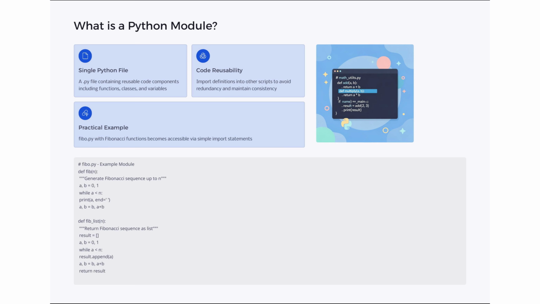A Python module is a single .py file containing reusable code components like functions, classes, and variables. It promotes code reusability by allowing imports into other scripts, reducing redundancy. For instance, fibo.py provides Fibonacci functions accessible through simple import statements, enhancing efficiency and consistency in Python projects.